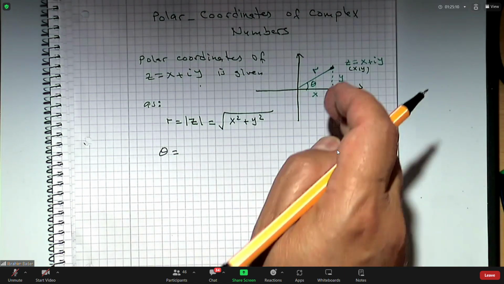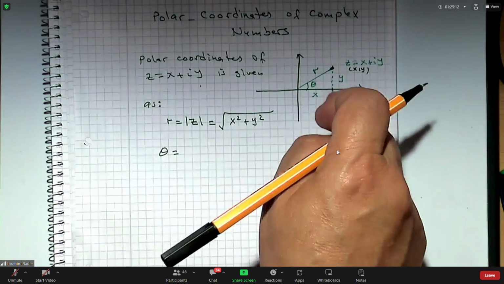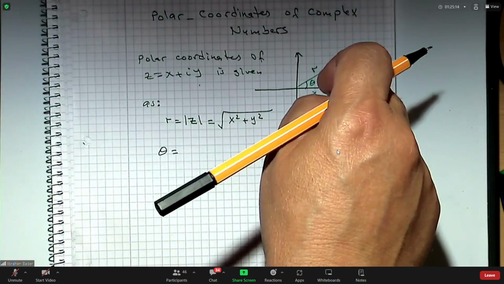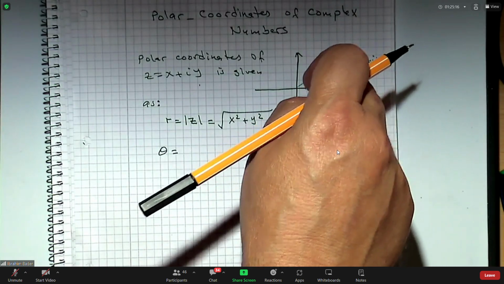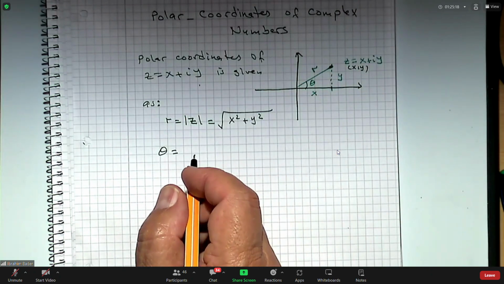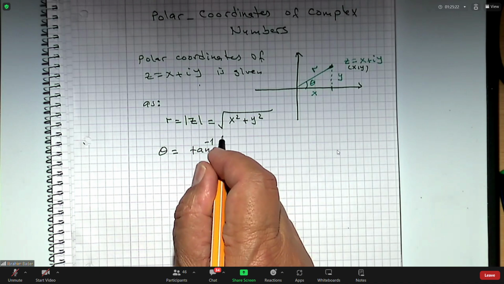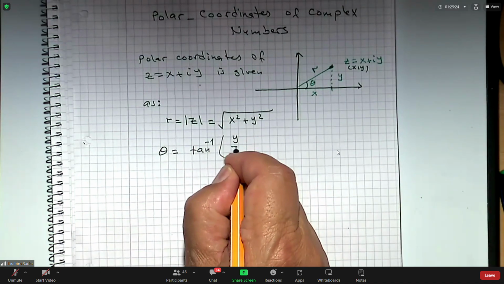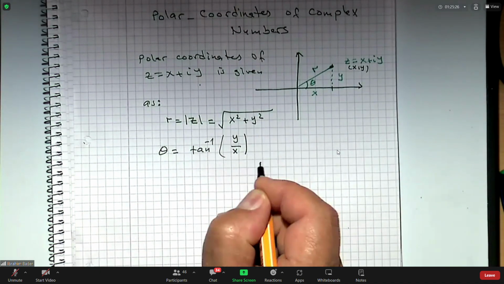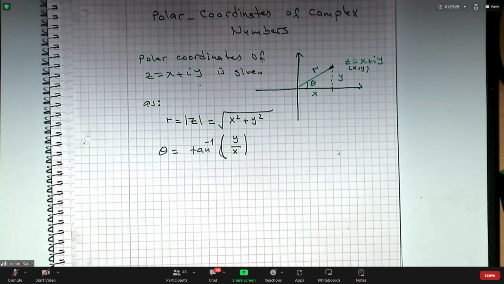Now you see here theta, this is a right triangle. Now tangent theta is y over x, right? So if you take the inverse of that, you have the angle. And again, here you need to be careful about two things.